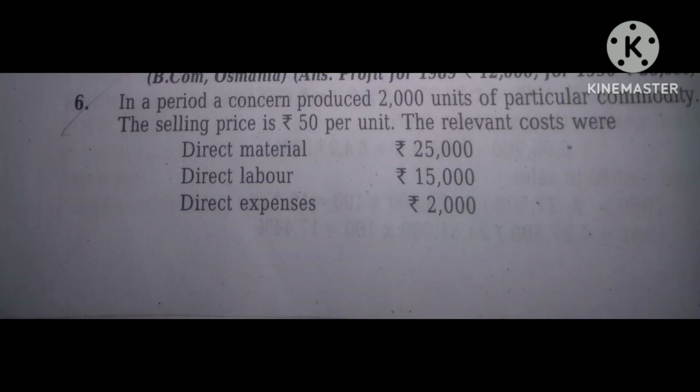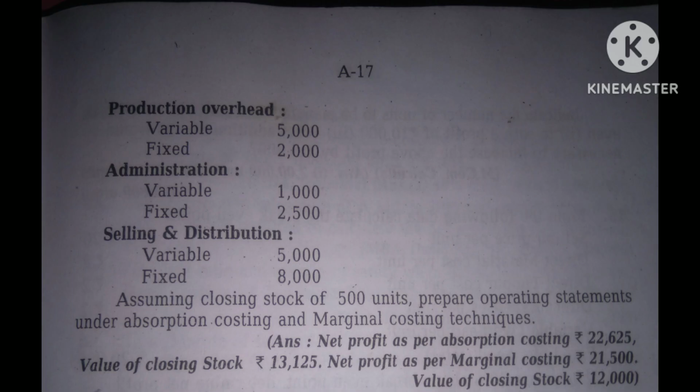Now let's see the sixth problem. In a period, a concern produced 2,000 units of a particular commodity. The selling price is rupees 50 per unit. The relevant costs were direct material 25,000, direct labor 15,000 and direct expenses 2,000.